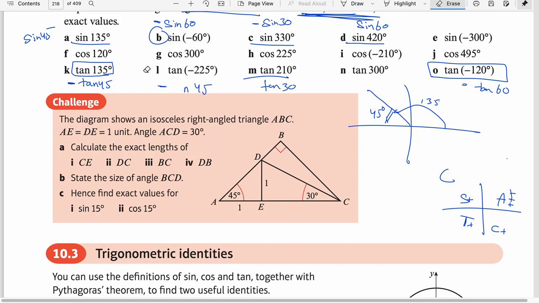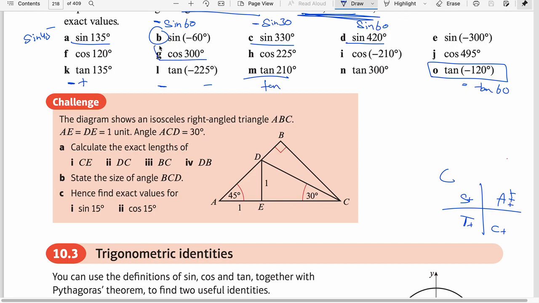Let's try cos 300. So for cos of 300, we move anti-clockwise and we stop here, past 270. If this is 300, this is 360, so the basic angle should be 60. Before we answer, we know add sugar to coffee. In the fourth quadrant, cos is positive, so cos 300 will be positive, so no need to change, it is exactly equal to cos of 60.